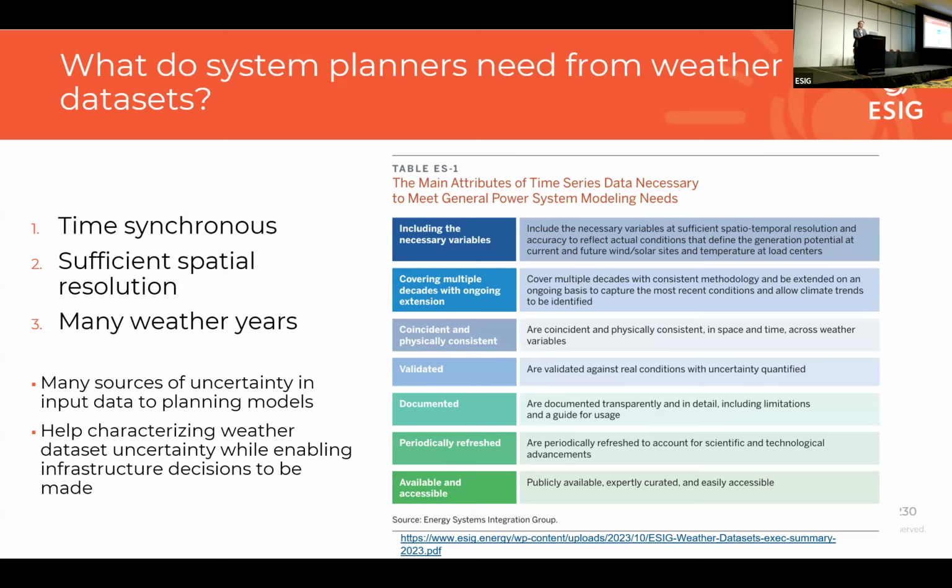My last thought, though, that I do want to provide everyone is there are many sources of uncertainty within our planning models, and weather data is hardly the only one. Now, I know that characterizing uncertainty in weather data sets is extremely hard, so I'm not necessarily asking for an exact answer on that. But understanding that we're bringing these in, as best we can characterize them, while still enabling large infrastructure decisions to be made to progress the energy transition is really what we're after here.